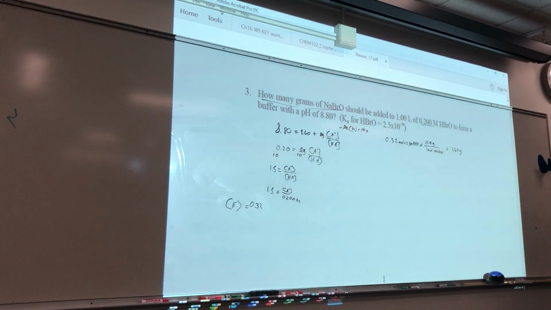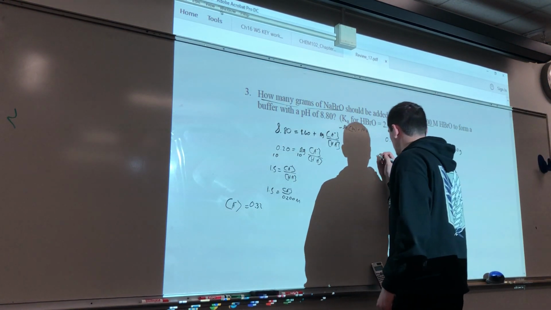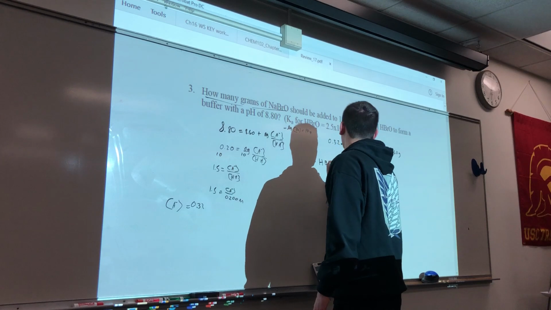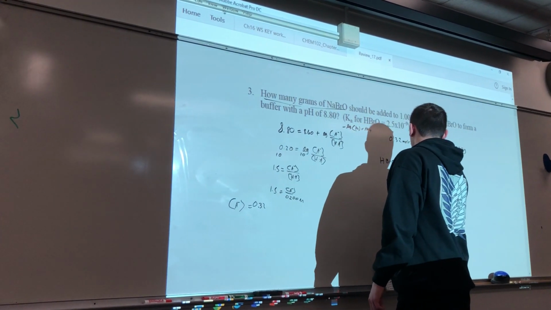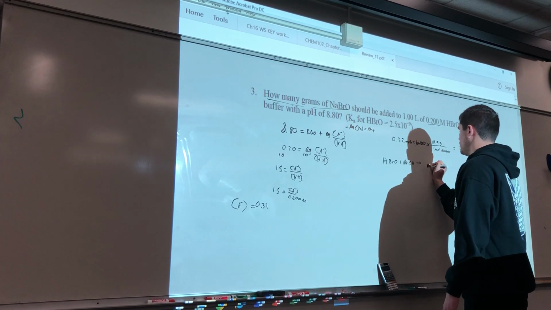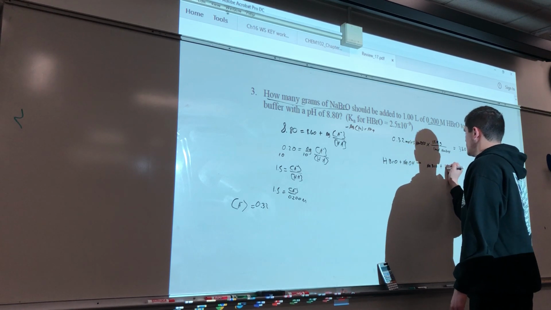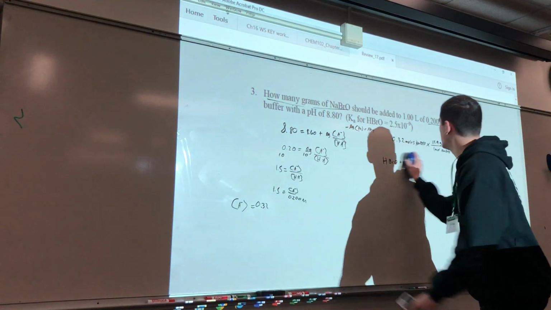Makes sense? Any questions on the process? It would be a good idea to write the equation, just to make sure that it is a 1-to-1 ratio. HBrO plus NaOH gives us NaBrO plus H2O. But it's a 1-to-1 ratio, as you can see.